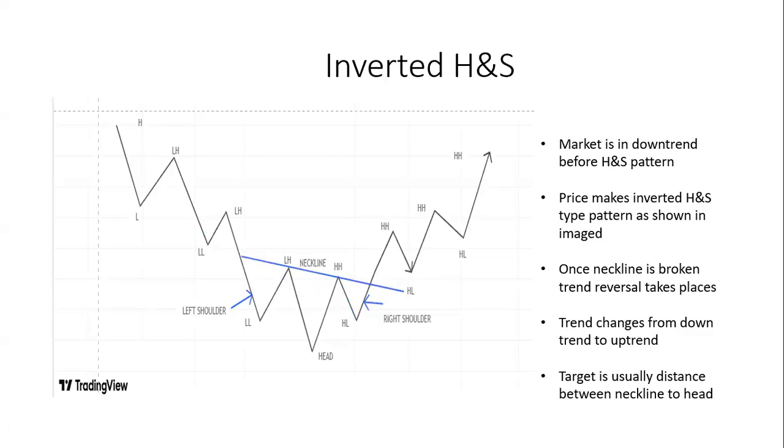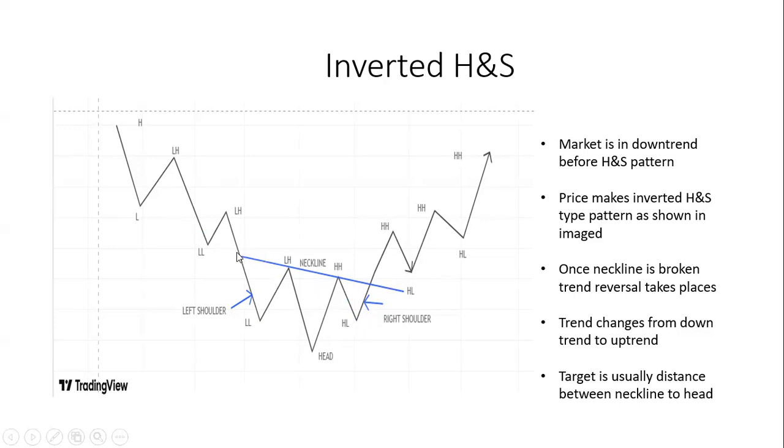The second bullish reversal pattern which we have is the inverted head and shoulder. So what happens in this? The market is in a downtrend. It is following a high, low, lower high, lower low, lower high, lower low pattern. It makes a lower high, then it makes a lower low. Unlike in a double bottom, where it makes an equal low, here it makes a lower low, then a higher high, and then a higher low.